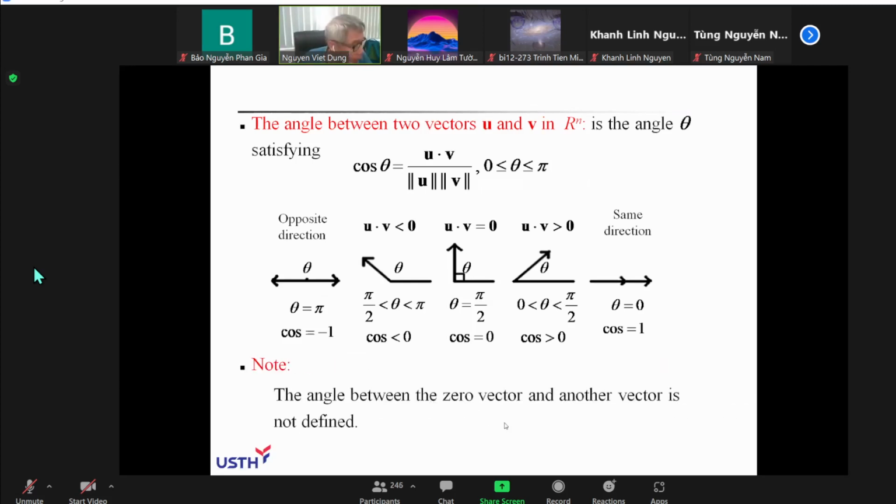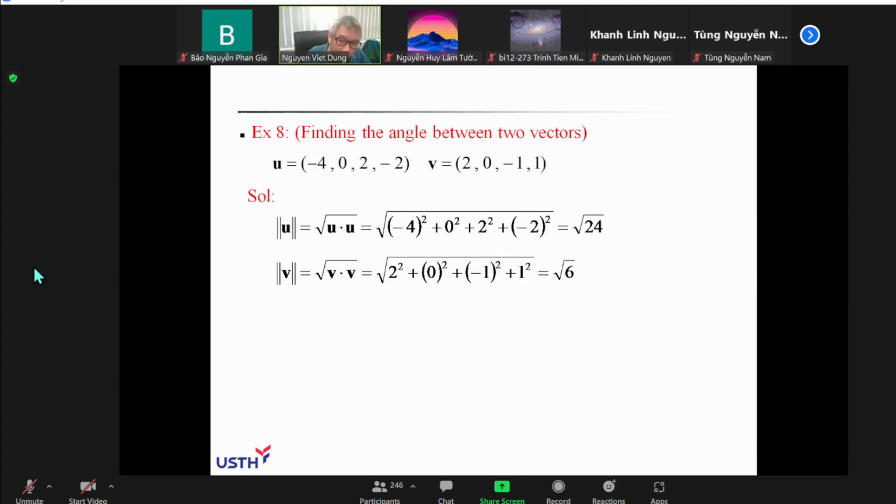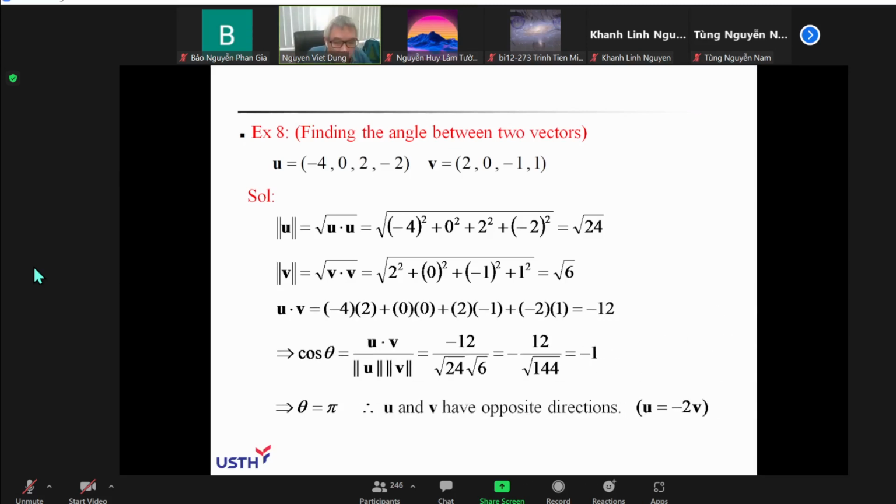And then here I write once again the remark saying that we cannot define the angle between the 0 vector and some other vector. And here is some simple example for you. Given two vectors like that, you are required to find the angle. The square of the length of u and v is given by that, and the dot product to be like that one. So in that case, the cosine equal -1 means theta equal pi. And if you look at the coordinates here, you will see that those vectors direct to the opposite direction.